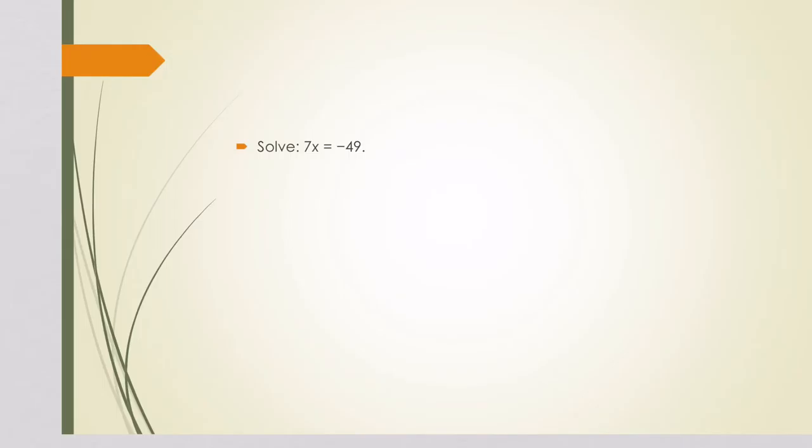Okay, again, take a look at your variable and see what's happening here. We have 7 times x, that's what 7x means, is equal to negative 49. How do you undo multiplication? With division, you have to divide. So let's divide both sides by the number that's in front of the variable.